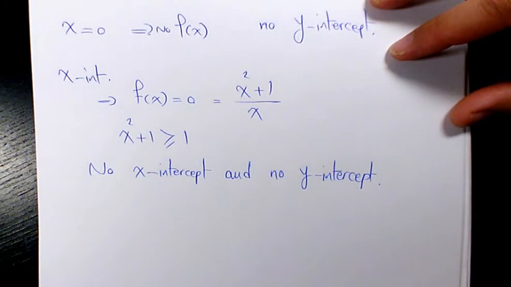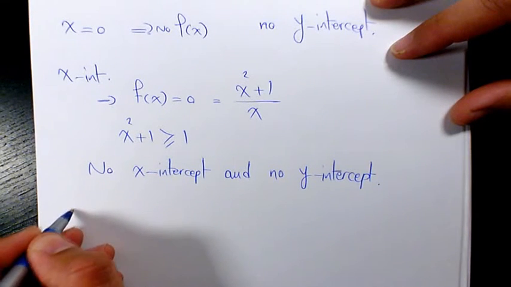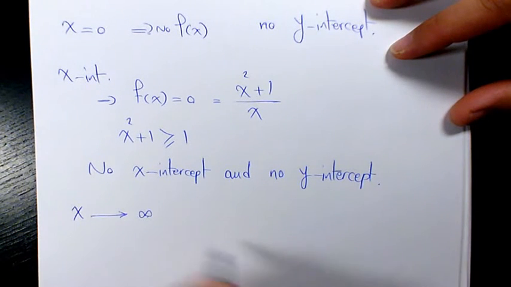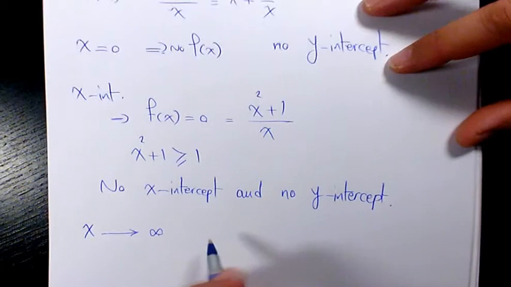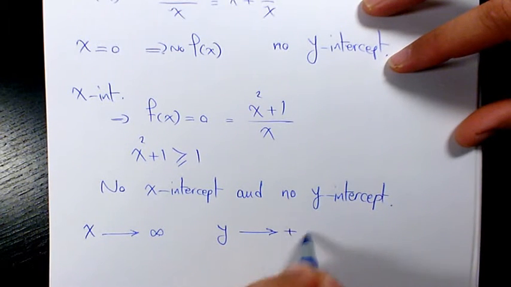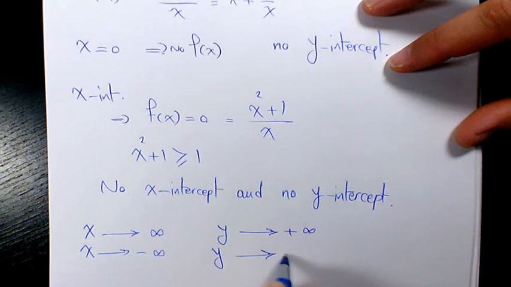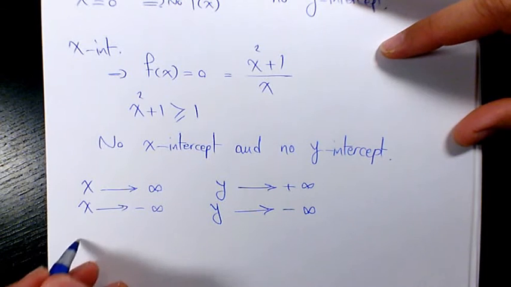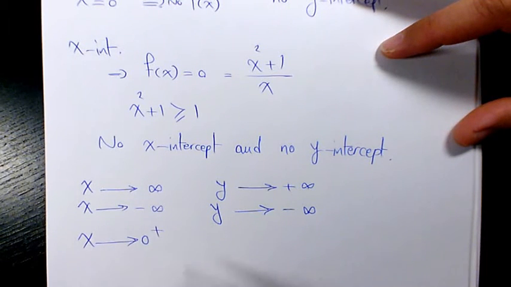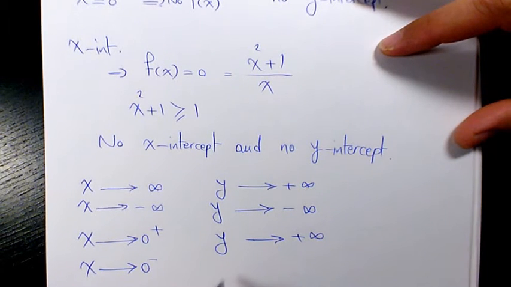Let's take a look at the behavior. When x approaches infinity, based on this formula, y is going to approach infinity. When x approaches negative infinity, y approaches negative infinity. When x approaches 0 plus, y approaches positive infinity. When x approaches 0 minus, which means slightly less than 0, it's going to go to negative infinity.